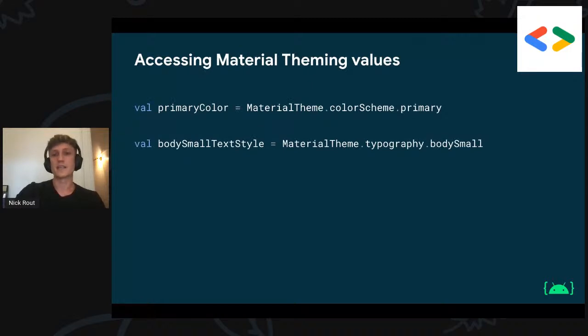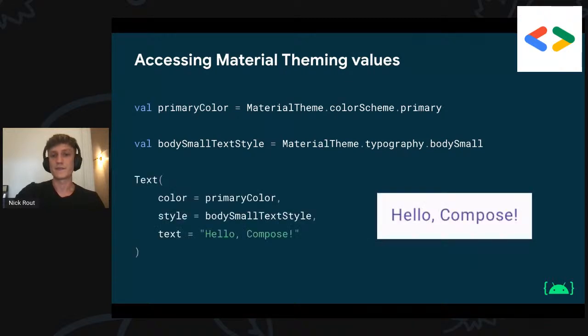First, I also just want to point out that you can then access material theming values in your app if you set up either a Material Design 2 or Material Design 3 theme by using this dot notation, MaterialTheme.colorScheme.primary, for example, or MaterialTheme.typography.bodySmall. That's how you get the theming values once you've actually wrapped your app in a material theme. Then you can use it in something like a text composable and change its color and text style to be something like your primary color and the body small text style. Just a very brief, simple example.